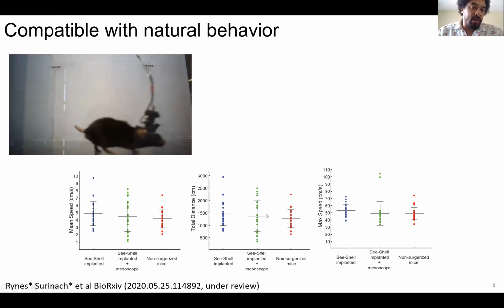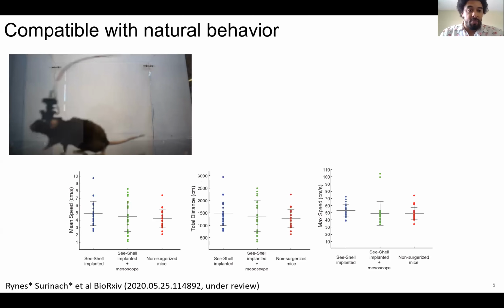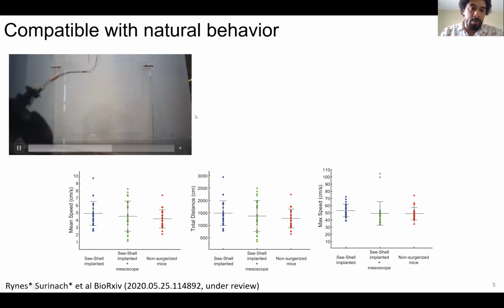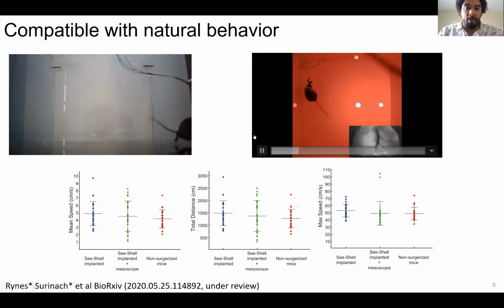So next, we also wanted to test how much it would affect natural behavior, and we used an open field arena test to do so. Shown on the left here, the mouse is able to perform plenty of natural behaviors, such as rearing, which you just saw. We also traced the behavior in the arena and found that there was no significant difference in measures related to the agility of mice when mounted with the mesoscope.